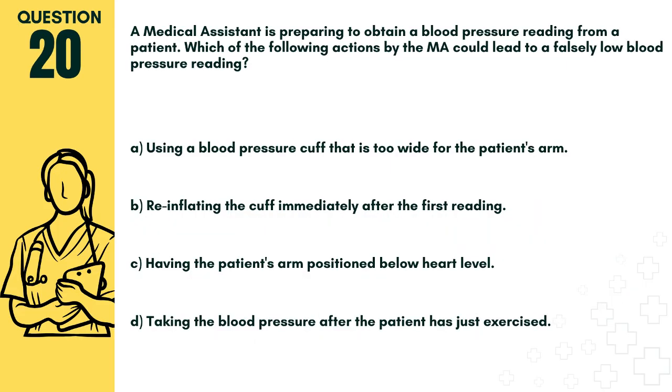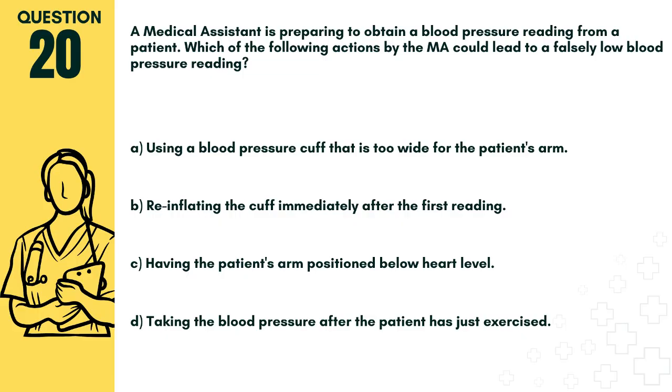Question 20. A medical assistant is preparing to obtain a blood pressure reading from a patient. Which of the following actions by the MA could lead to a falsely low blood pressure reading? A. Using a blood pressure cuff that is too wide for the patient's arm.